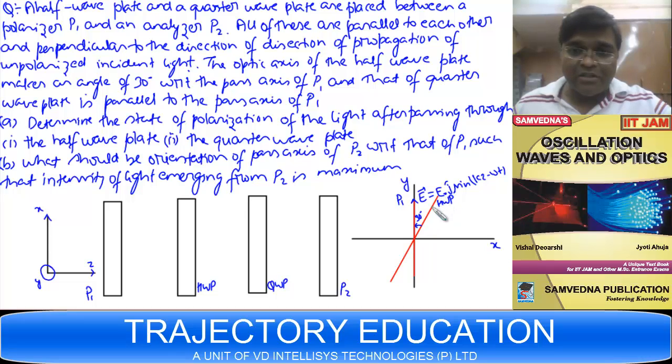Means with the principal section of half wave plate, the field vector will make an angle of pi minus 30 degree. So this can be something like this. This can be your field vector which will be emerging after the half wave plate, making an angle of pi minus 30, which is 150 degree with the pass axis of half wave plate. It will make an angle of 150 degree with the principal section of half wave plate.